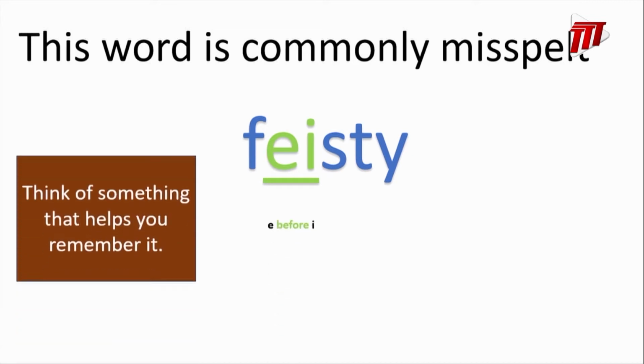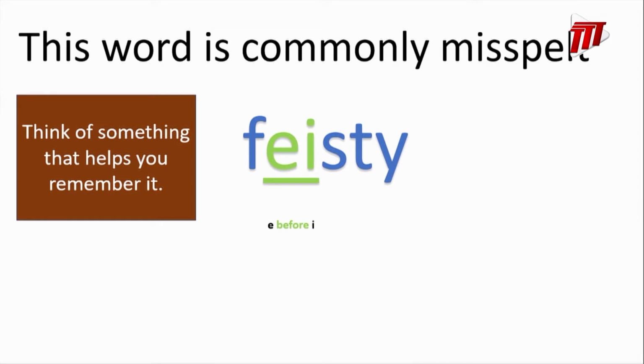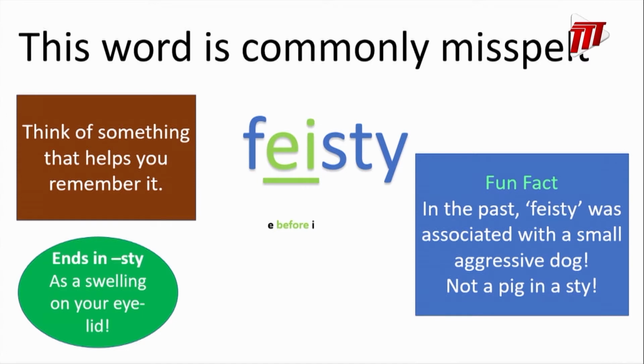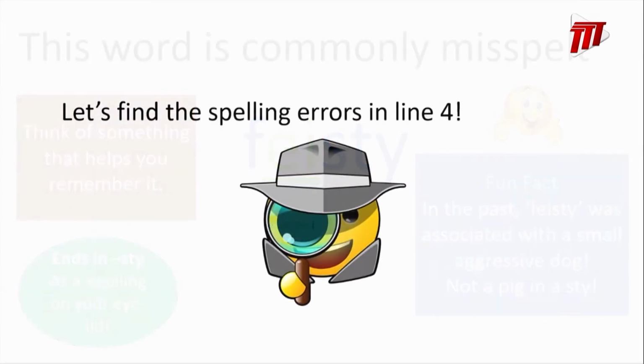F-E-I-S-T-Y. E before I. Think of something that will help you remember it, all right? Feisty, or just learn it by heart. Remember, it ends in S-T-Y as a sty, a swelling on your eyelid. So a fun fact about this word is that feisty was associated with a small aggressive dog and not a pig in a sty. So something for you to know, all right? And probably get a smile with.